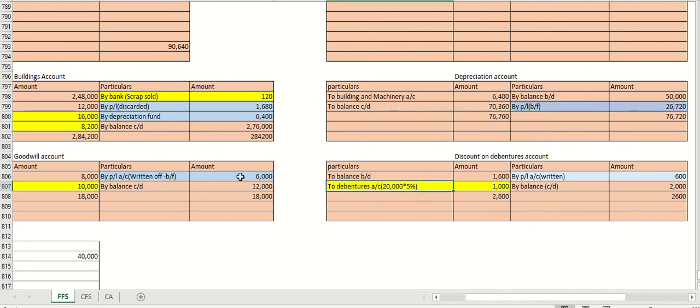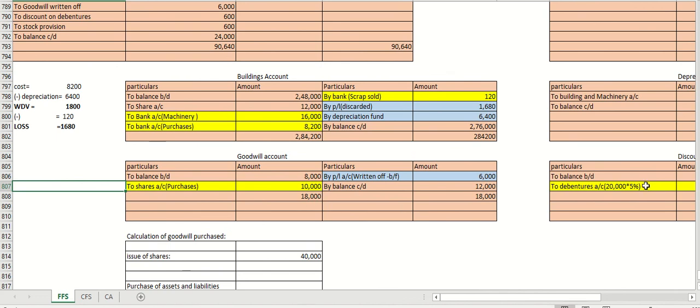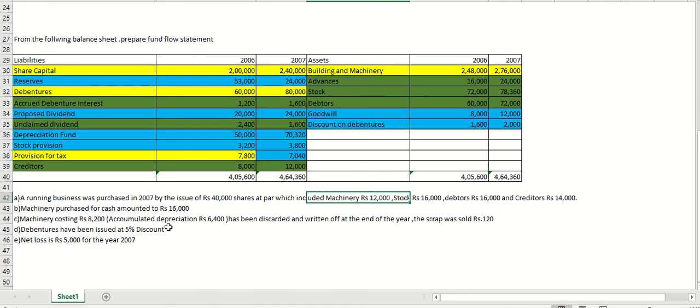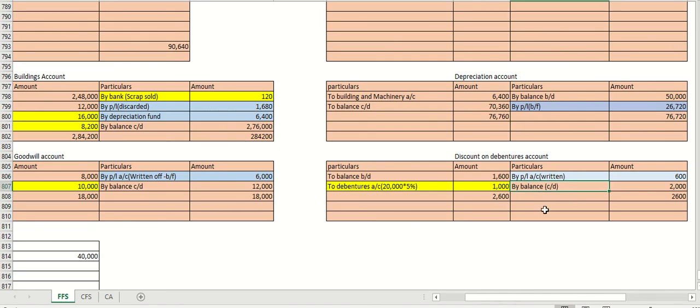76,760. Now we have our next account, which is discount on debentures account. So discount on debentures account, opening balance 7,200, closing balance is 2,000. So to balance brought down 1,600, by balance carried down 2,000. And in the current year we are issuing debentures at 5% discount.